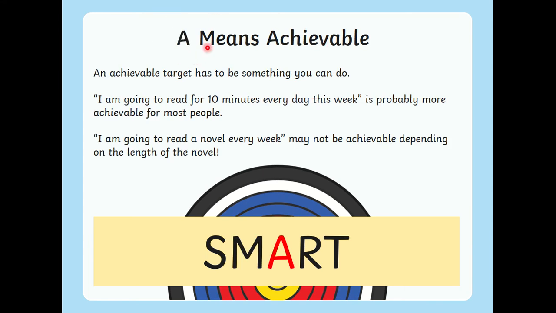So A means achievable. An achievable target has to be something you can do. I'm going to read for 10 minutes every day this week is probably more achievable than for most people. However, if you said something like, I'm going to read a novel every week, that may not be achievable depending on the length of the novel. So some of you might be sitting there and thinking, actually I haven't done much independent reading since I've started home learning. That could be a target for you to set. And it's got a really achievable timescale too, because you could read for 10 minutes every day.